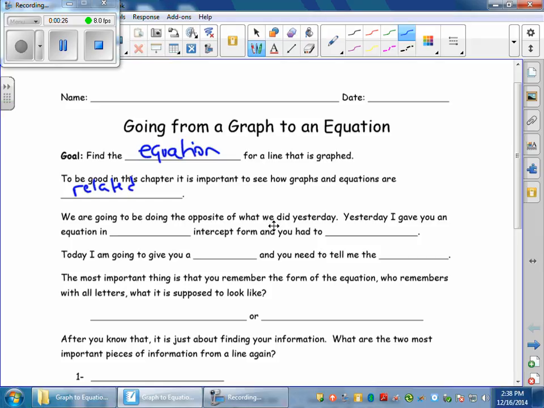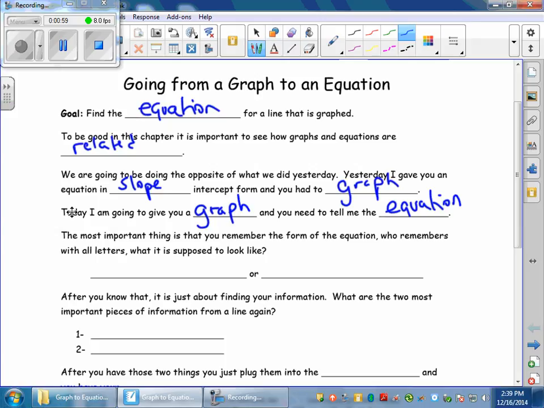We're going to be doing the opposite of what we did yesterday. Yesterday, I gave you an equation in slope-intercept form, and after I gave you that equation, you had to graph it for me. Well, instead of that, I'm going to go in the opposite direction. Today, I'm going to give you a graph, and then you need to tell me the equation that goes along with it. So again, this is what we're going to be doing today. We're going to be given a graph, and you're going to have to tell me the equation that goes along with it.